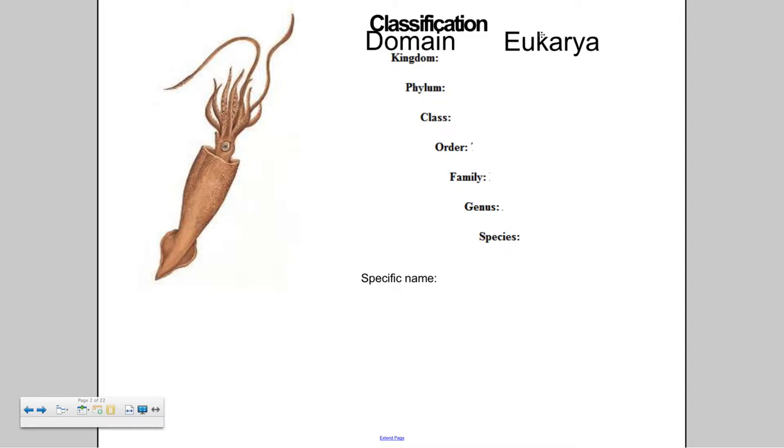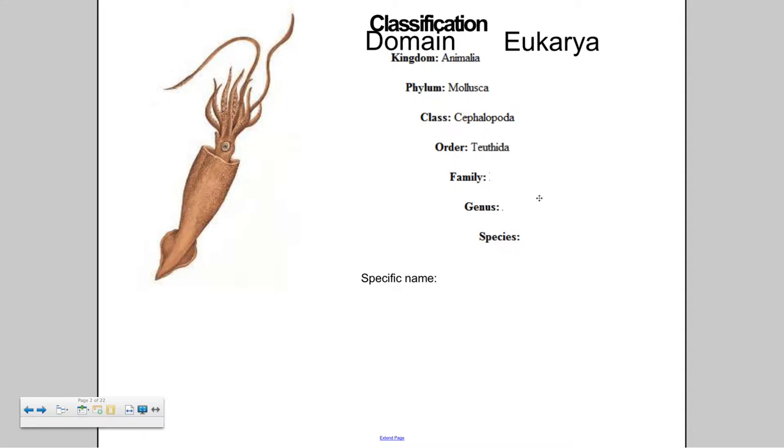So, what kingdom is this squid? This is the animal kingdom. It's in the phylum Mollusca. Who remembers what Mollusca means? Soft. It's in the class Cephalopoda or Cephalopod. What does Cephalopod mean? Head, foot. Look where the squid's eyes are, and look where its feet are. So it has feet on the head. Pod means what? Foot. Very good. Cephalo means what? Excellent.